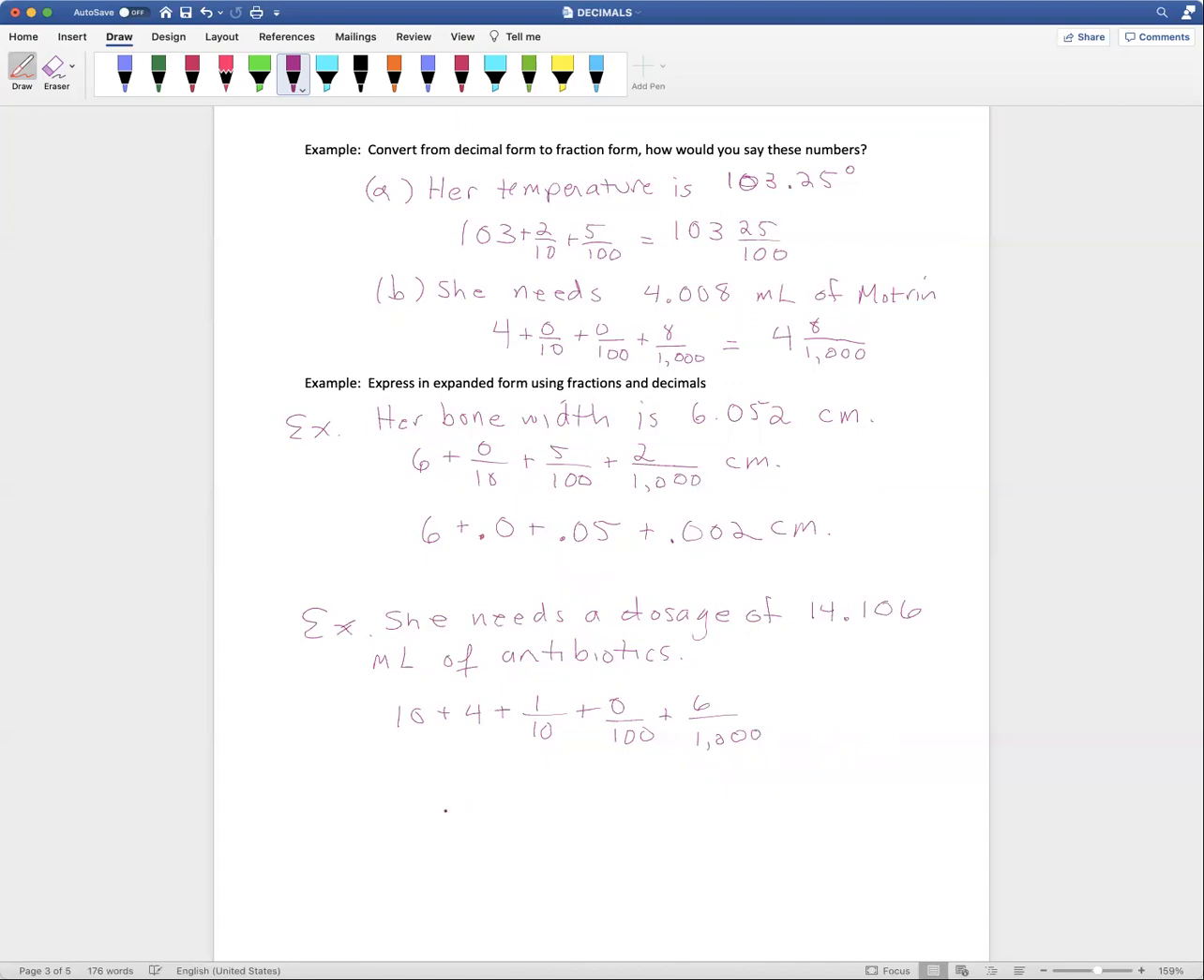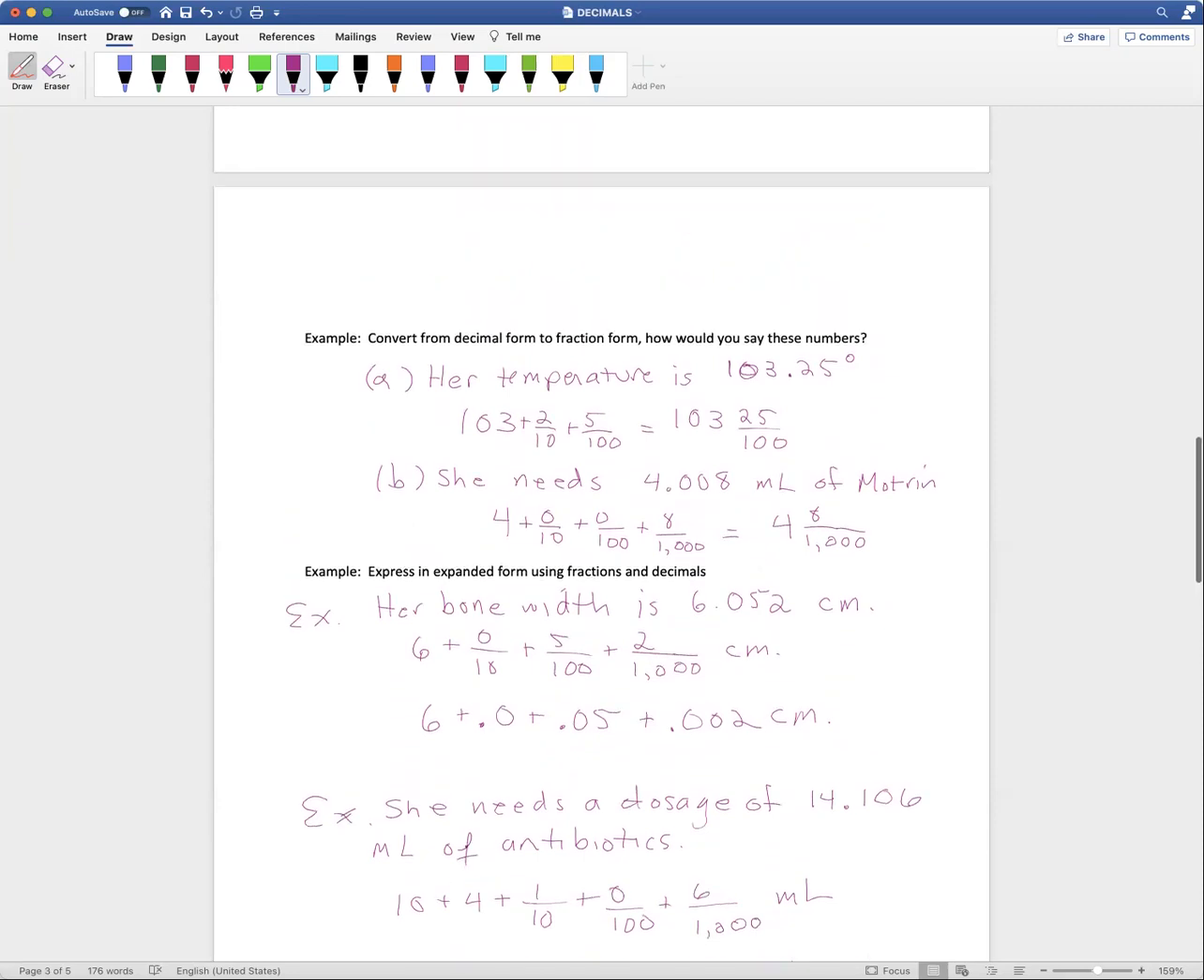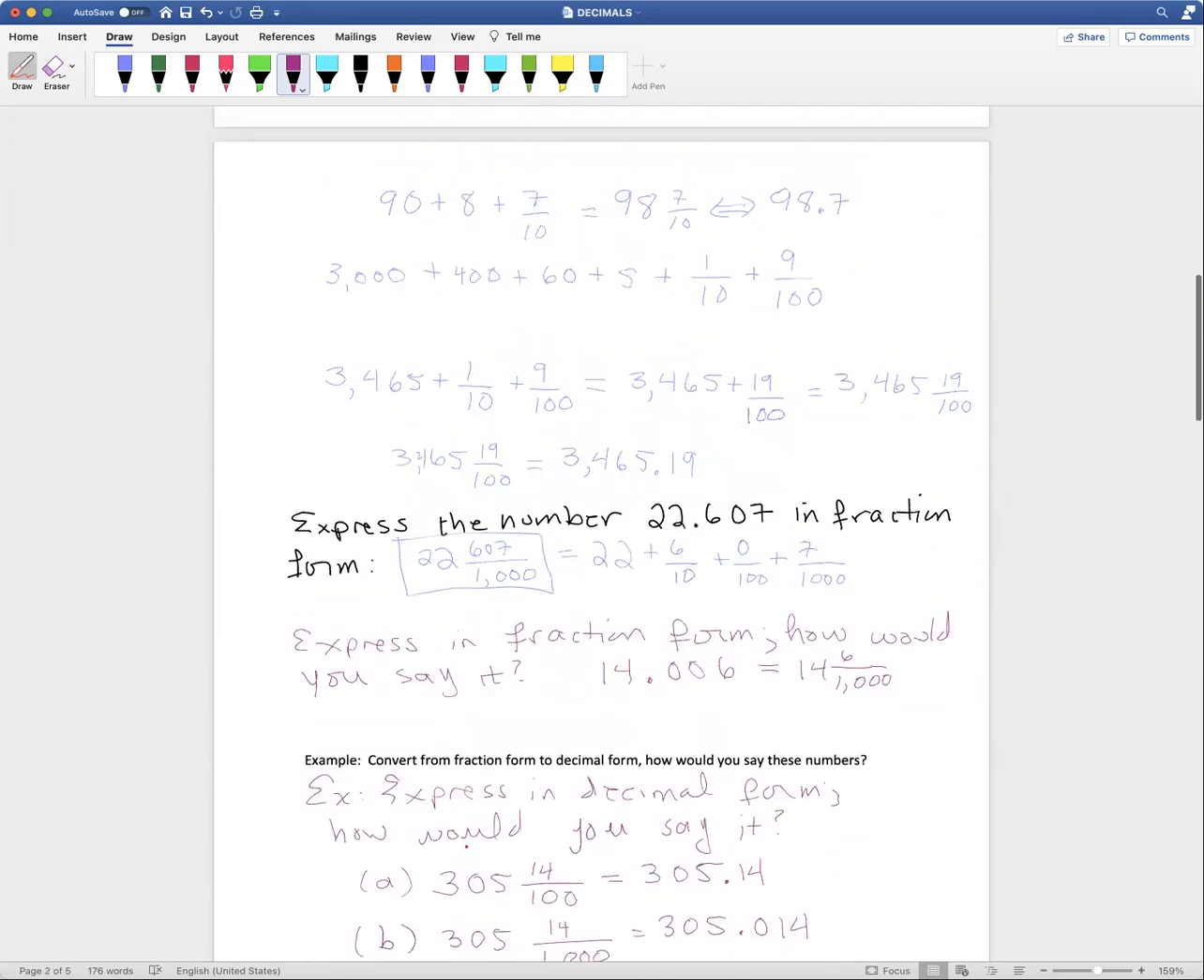And then if we wanted to convert this into decimals, let's say milliliters, same thing, and the whole numbers aren't going to change. It would be 10 plus 4. 1/10 is the same thing as saying 0.1, right? That's what that means over there. 0 hundredths is the same thing as saying 0.00. You don't have to write that in, but you get the general idea. So 0 tenths and 0 hundredths. And then 6 thousandths, which is the same thing as saying 0.006 milliliters.